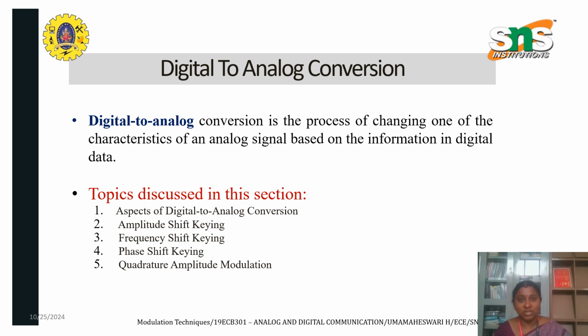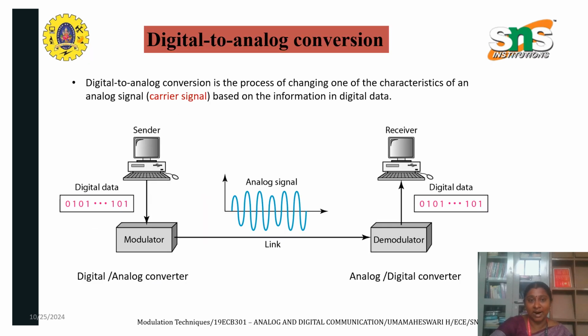There are various types. First one is amplitude shift keying, the next is frequency shift keying, and the next one is phase shift keying, which we call binary phase shift keying, and the next one is QAM. QAM is nothing but quadrature amplitude modulation. Normally this is where digital data is converted to analog data, and finally the analog data is converted back to digital data by using the transmission channel.